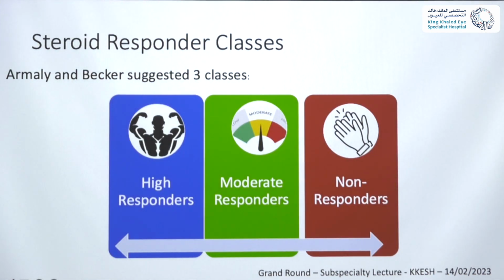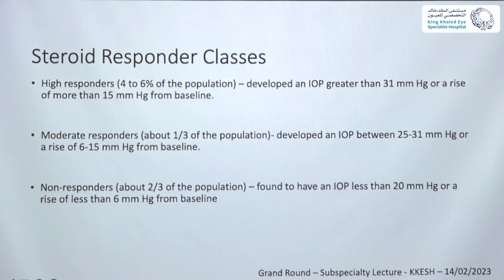Right. So we further classify the steroid responder into 3 classes based on Dr. Armaly and Becker. They suggested high responders, moderate responders, and non-responders. Now, high responders are around 4 to 6% of the general population. Moderate responders are somebody who has a pressure rise above 6 millimeters from the baseline IOP, but less than 15, while a high responder is almost reaching 15.